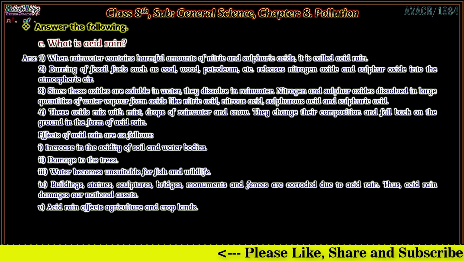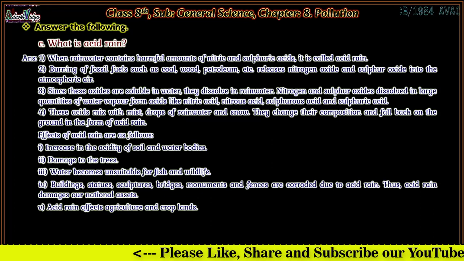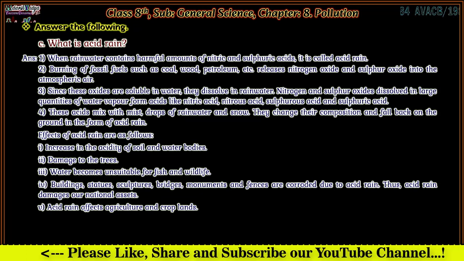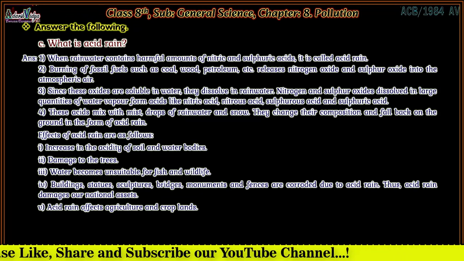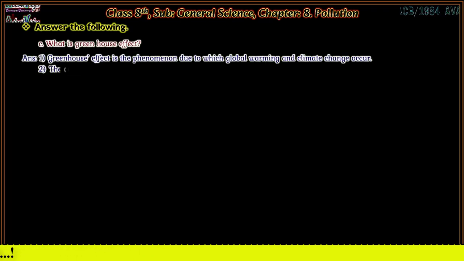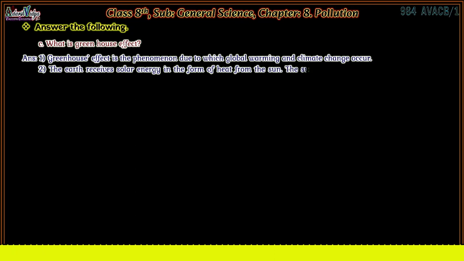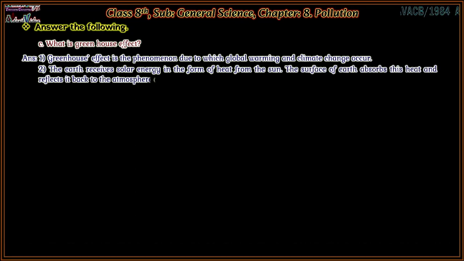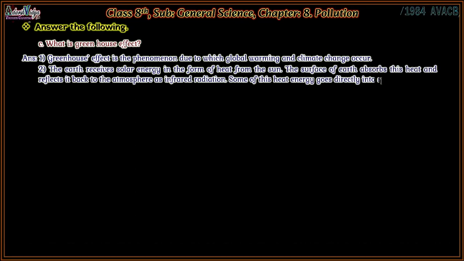Question fourth is, what is greenhouse effect? Answer: first point. Greenhouse effect is the phenomenon due to which global warming and climate change occur. Second point. The Earth receives solar energy in the form of heat from the sun. The surface of Earth absorbs this heat and reflects it back to the atmosphere as infrared radiation. Some of this heat energy goes directly into space.